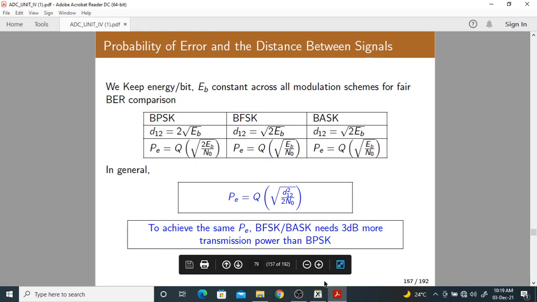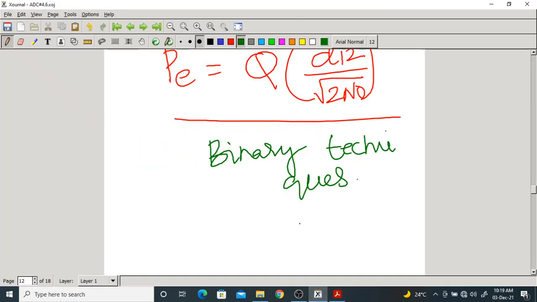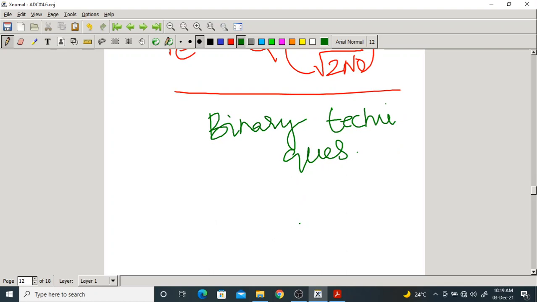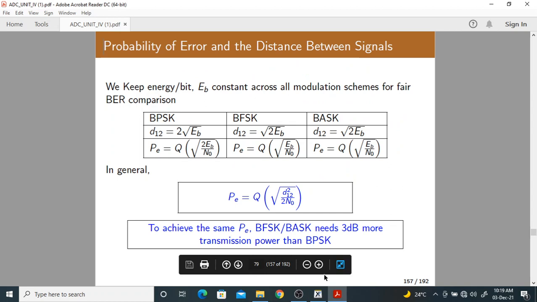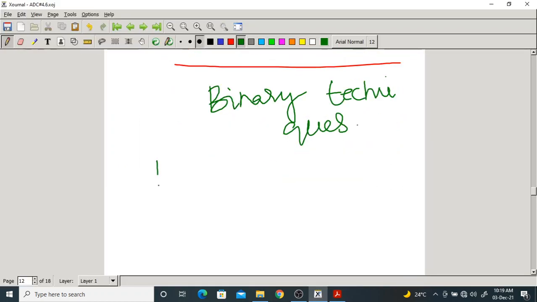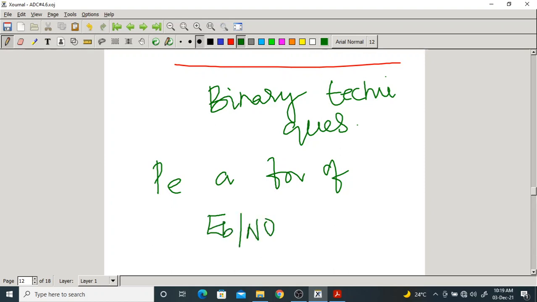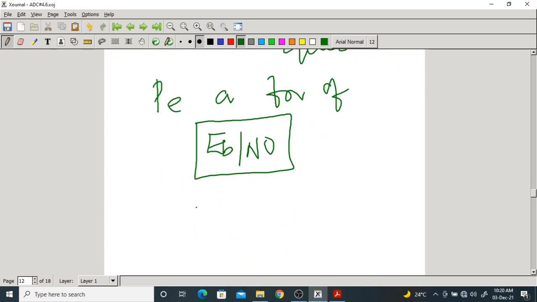So now the question is, which is better? One more thing: all the probability of errors are functions of EB by n naught. The probability of error is a Q function, obviously, but the argument in the Q function is EB by n naught. Generally we write Q of x, but here what is x? In all cases it is EB by n naught.